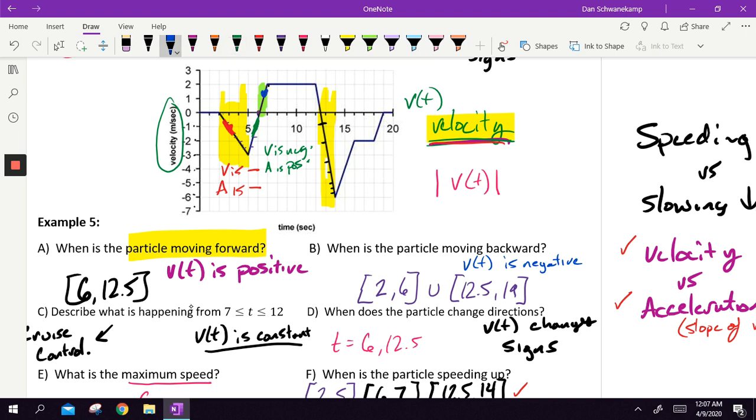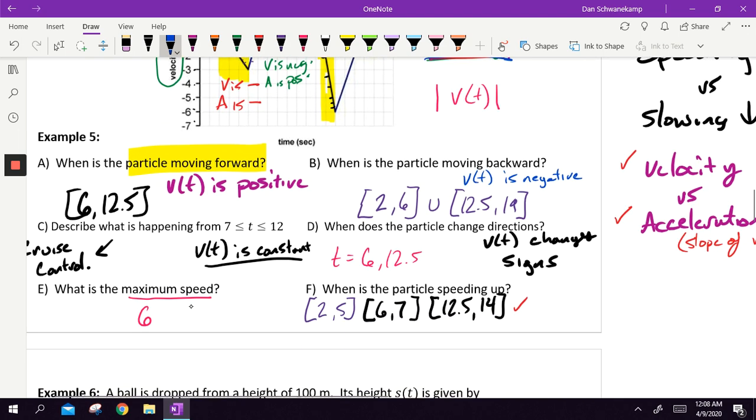Look at one more right here. Velocity is positive because I'm above the x-axis, and this is a graph of velocity. Acceleration is positive because I have positive slope right there. Velocity is positive, acceleration is positive. That is why we're in the speeding up category.